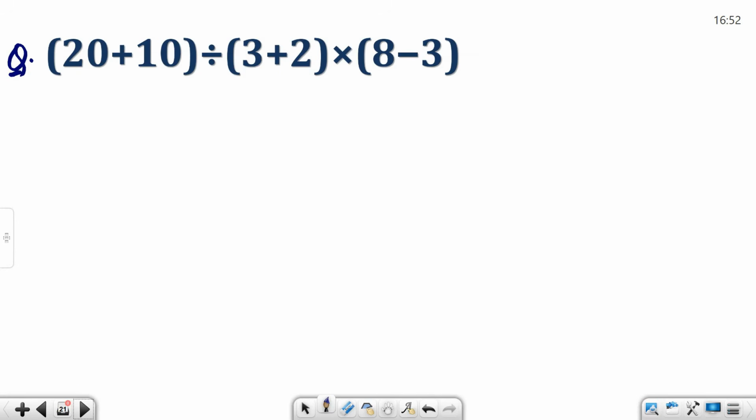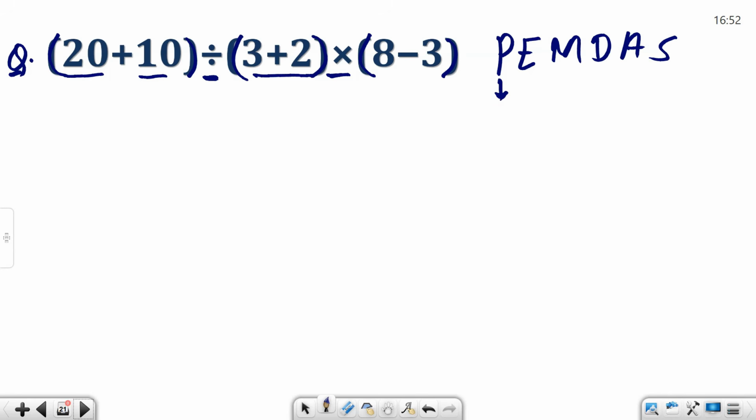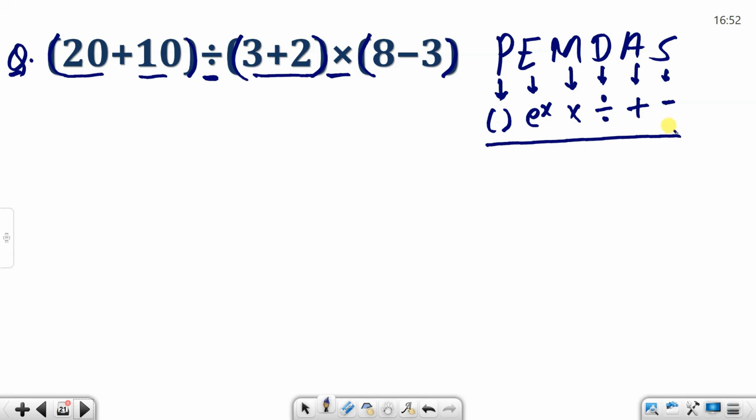Here's the question: (20 + 10) ÷ (2 + 3 + 2) × 8 - 3, according to PEMDAS. P for parentheses, E for exponents, M for multiplication, D for division, A for addition, S for subtraction, which we apply from left to right.